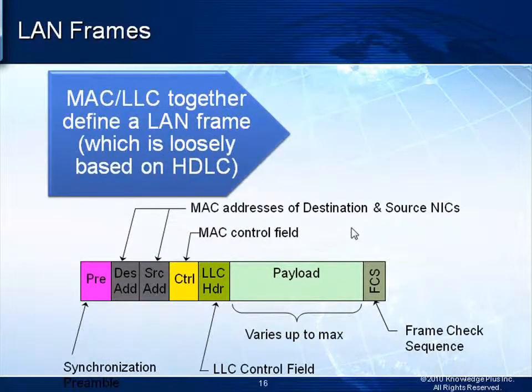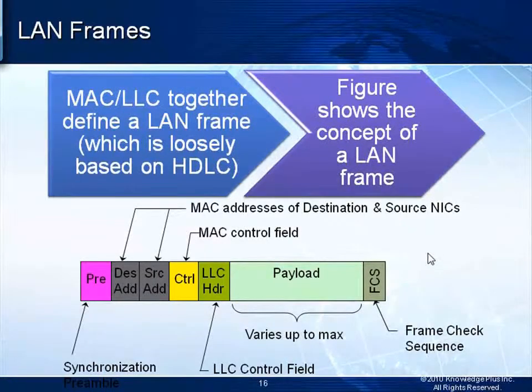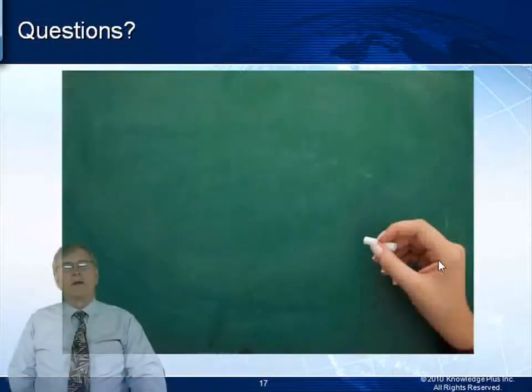Okay, what about LAN frames? We talk about a combination here of the MAC and logical link control sublayers defining the overall LAN frame. So without looking at the strings of ones and zeros here, we have a preamble followed by the destination and source 48-bit fields, and we have two octets here, 1 octet each for a MAC control field and a logical link control header, a payload that is variable from a small amount up to a large amount, and we'll show what those limitations are in a minute, followed by a 32-bit frame check sequence. The figure shows the overall concept of what this frame is.